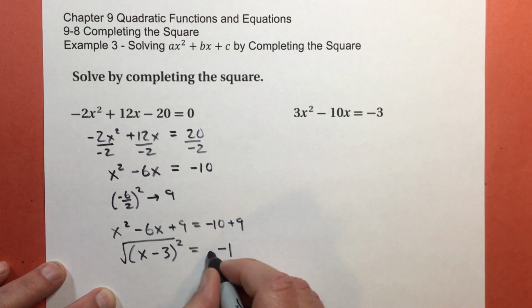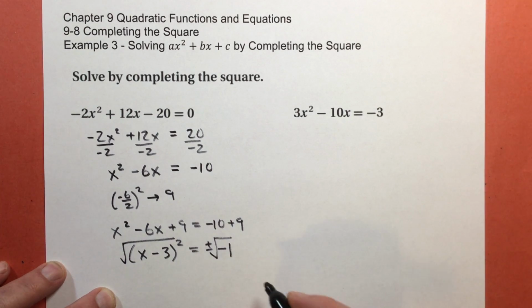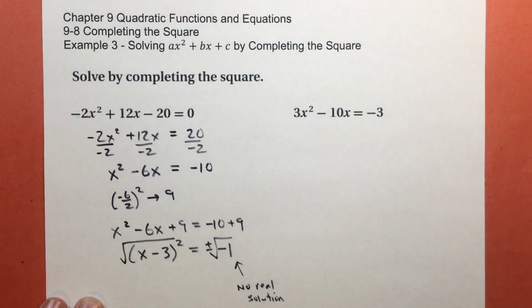And when I take the square root, at this point I can't take the square root of negative 1. So I'm going to have to stop. And I'm going to say no real solution. And I'm sorry about that because I wasn't expecting that one to happen. Like I said, I wonder if there was a mistake in the typo. I have to go back and look at the book again.